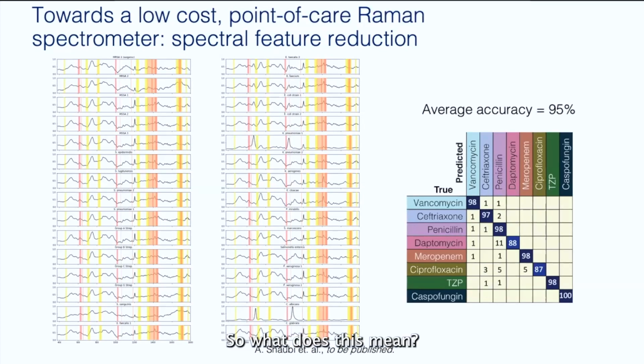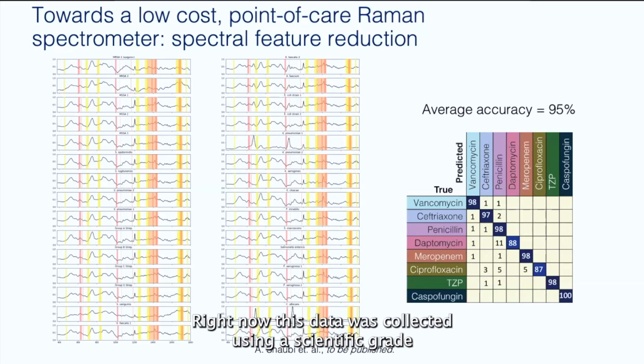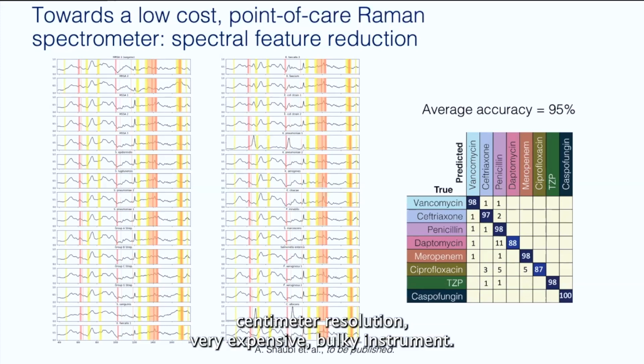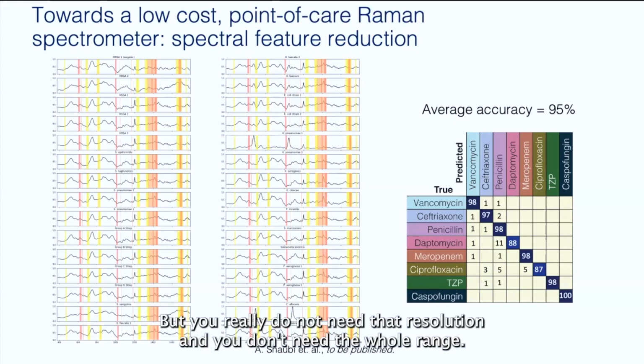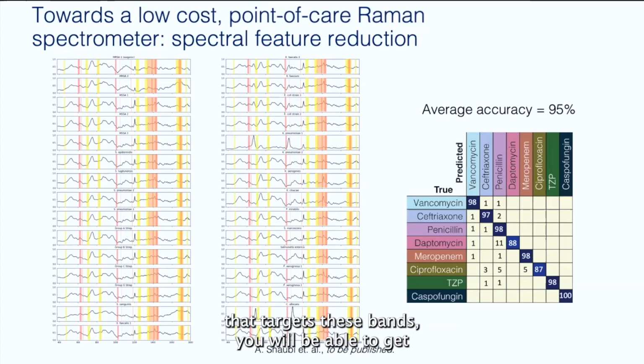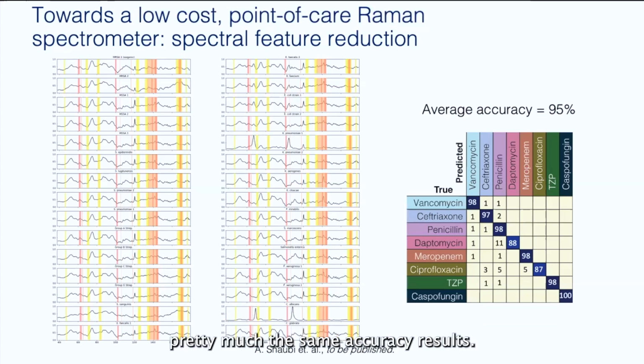So what does this mean? Right now, this data was collected using a scientific grade Raman instrument, which is about 1 inverse centimeter resolution, a very expensive, bulky instrument. But you really do not need that resolution, and you don't need the whole range. If you can design a lower cost, more portable version of the spectrometer that targets these bands, you will be able to get pretty much the same accuracy results.